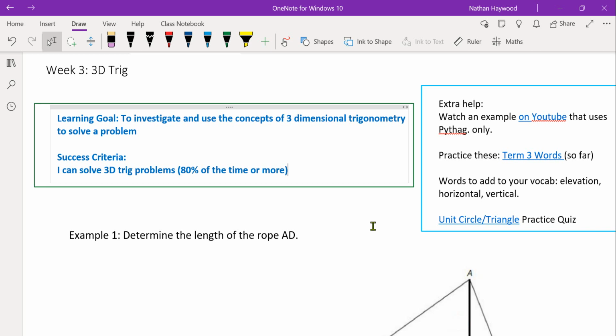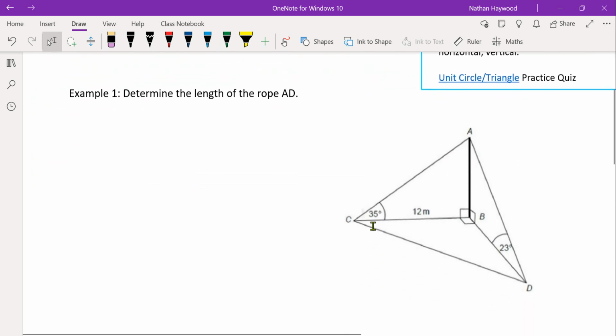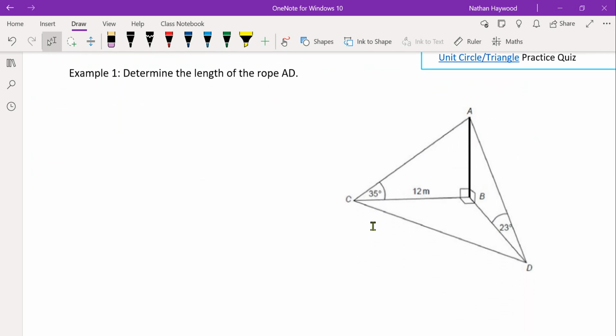So I'm going to skip past step 1 today, and I'm going to do an example with a drawing already done. This example wants us to find the length AD. So this length over here. After we've done the first step, drawing the picture, we've identified the side we want. What do you think is the next step?